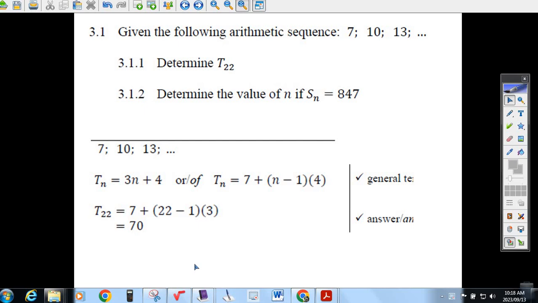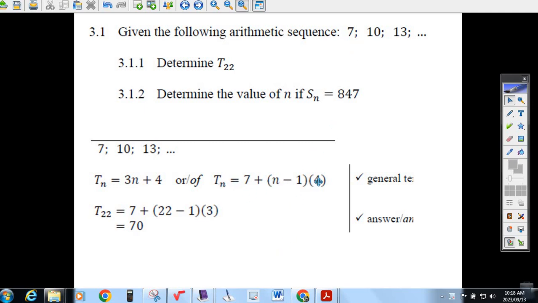Okay, let's try this basic arithmetic sequence. They want you to find the 22nd term. Well, you know that the common difference here, you know that a is 7. That's the first term. And you know that they want 22 terms.